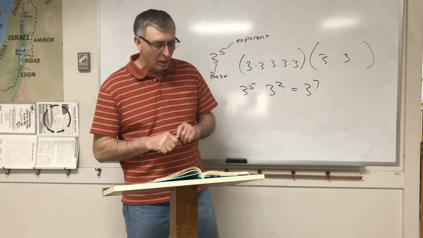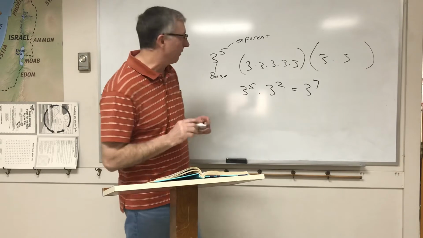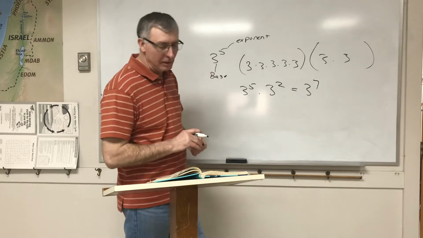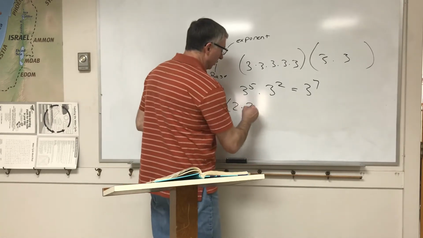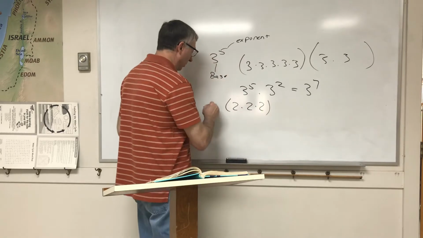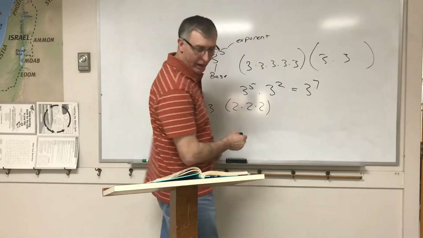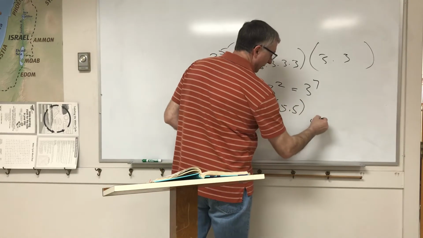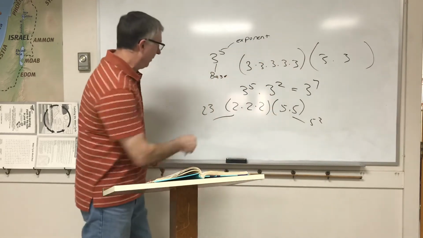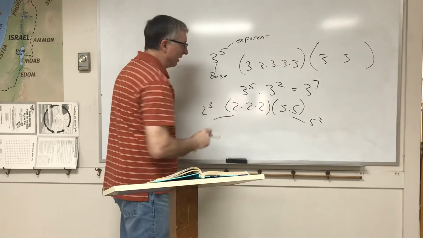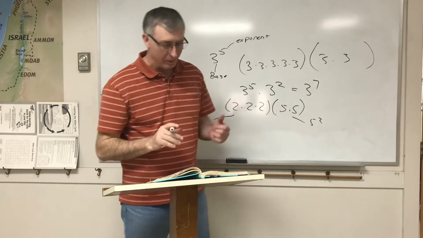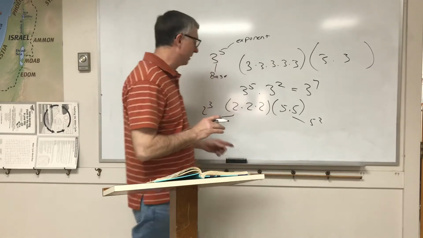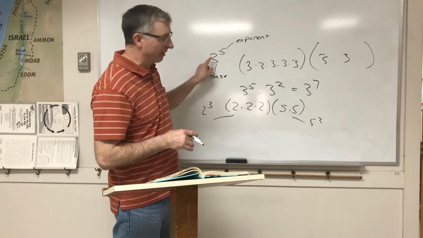Now, this only works if the bases are the same. It does not work, for example, in 90A3, if I go 2 times 2 times 2, which would be 2 to the 3rd power, and then I go times 5 times 5, which would be 5 to the 2nd power. It doesn't work to go 2 times 5 to the 5th power or something like that. You can't do this. It only works if your bases are the same.